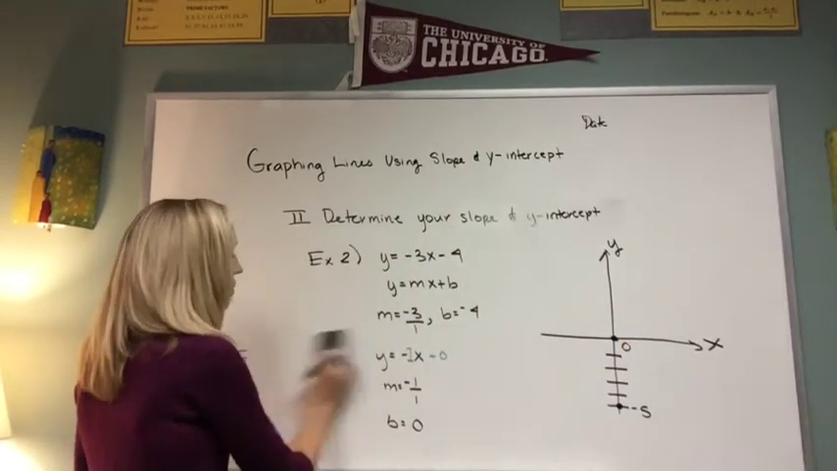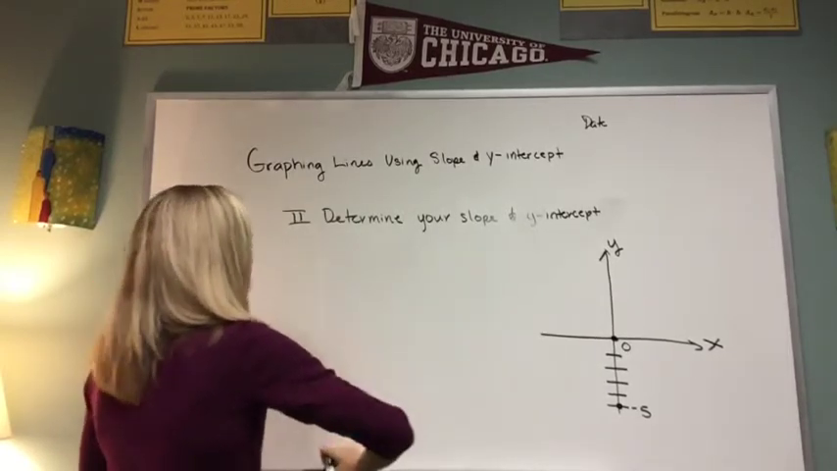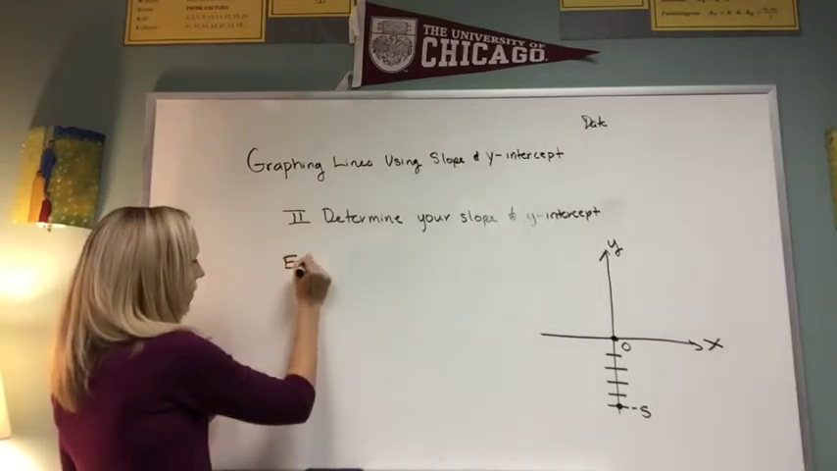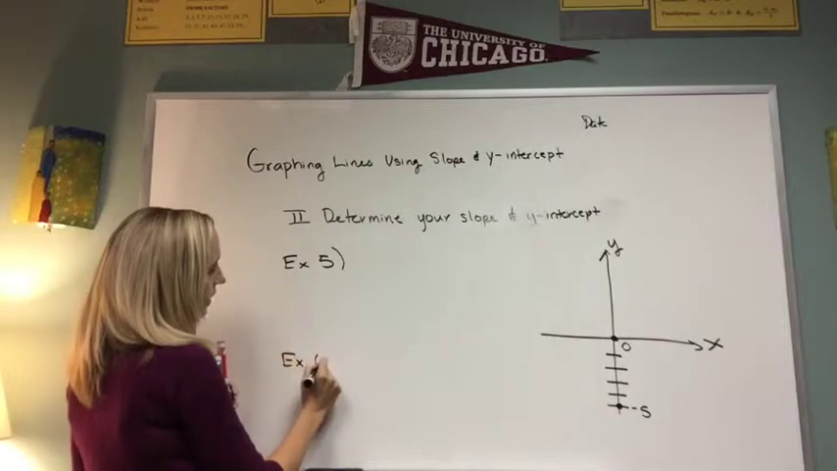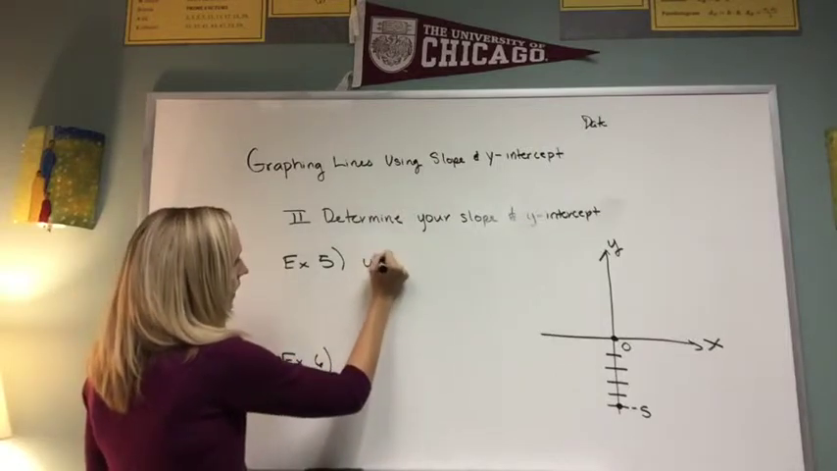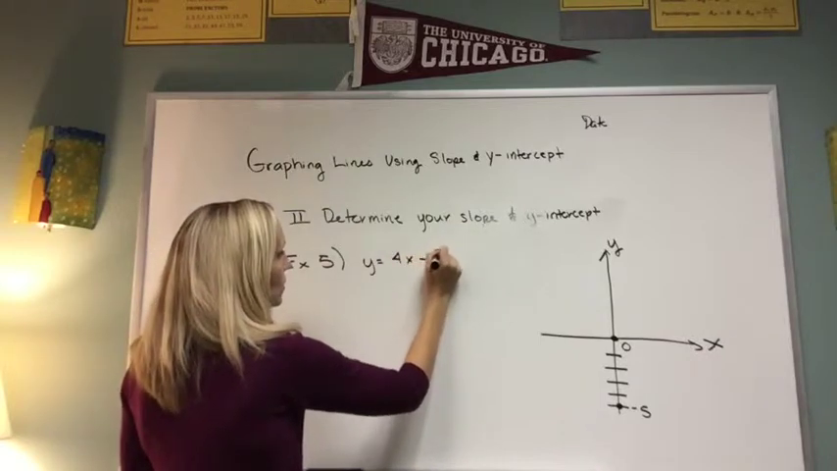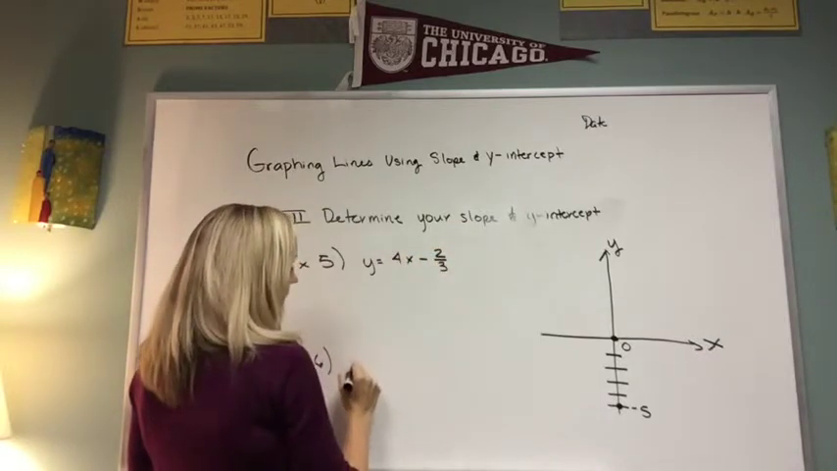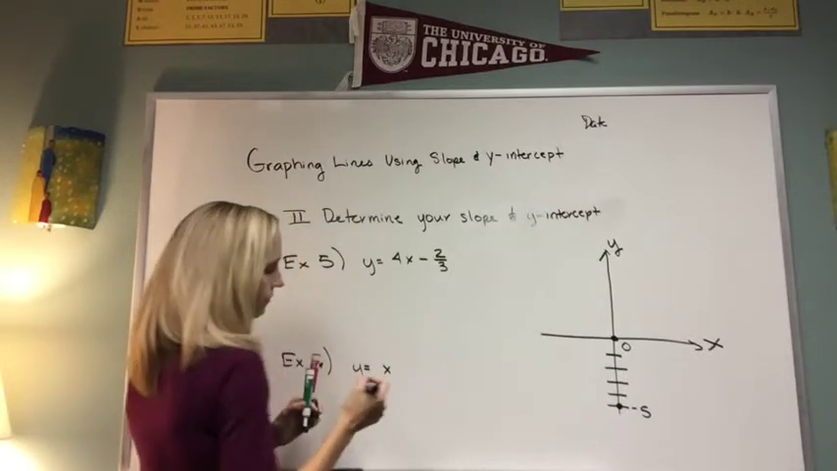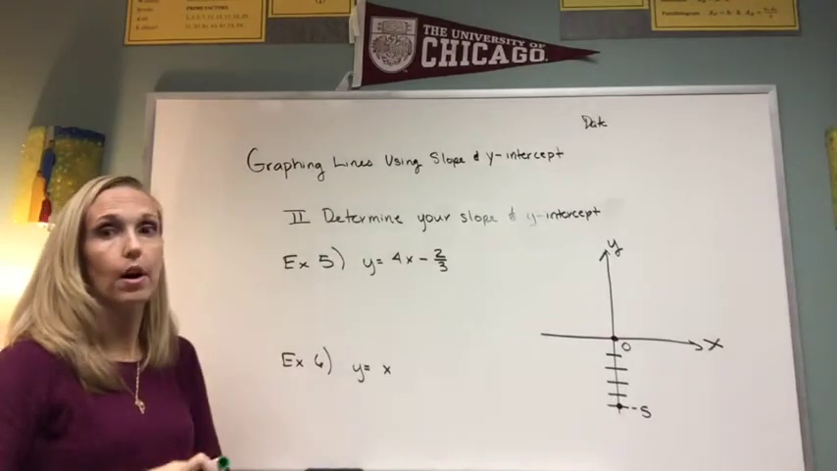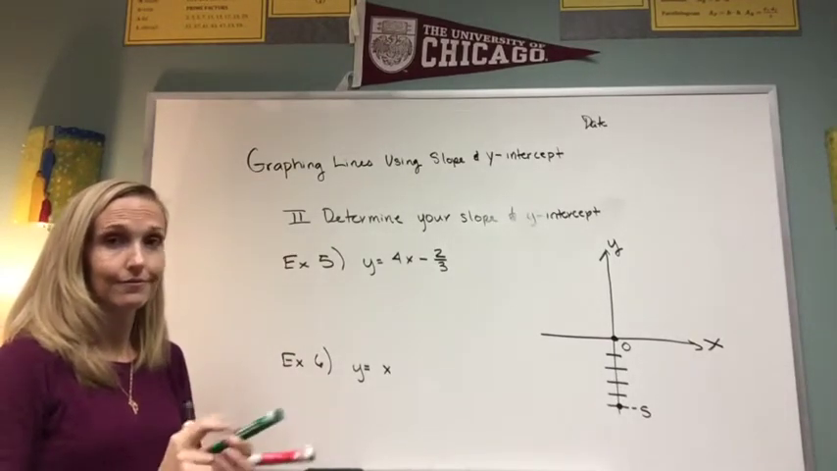Okay, I'm going to give you two problems that I want you to try to find the slopes and intercepts for. So you are on your own for number 5 and for number 6. So let's do y equals 4x minus 2/3. Let's do y equals x. Okay, hit pause so you can figure it out, and unpause when you want to know the answer.